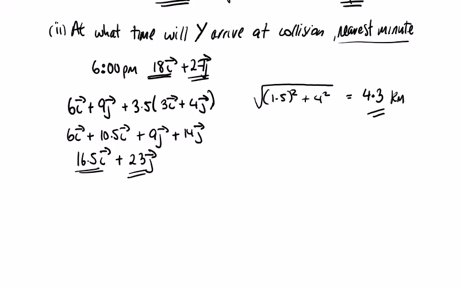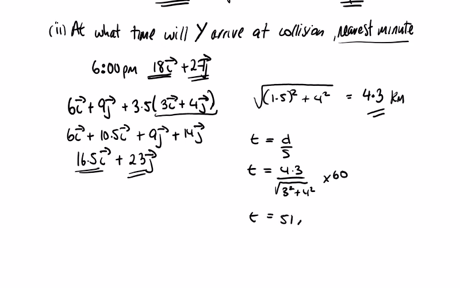We have the relative speed here, the velocity. So if we take time is equal to distance over speed, the time is going to be 4.3 over, now we can see that's going to be the square root of 3 squared plus 4 squared. So the time is going to be, and we need to multiply by 60 to get the minutes, 51 minutes after 6 o'clock, 6:51 p.m.